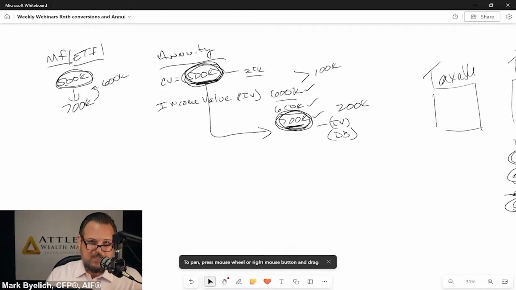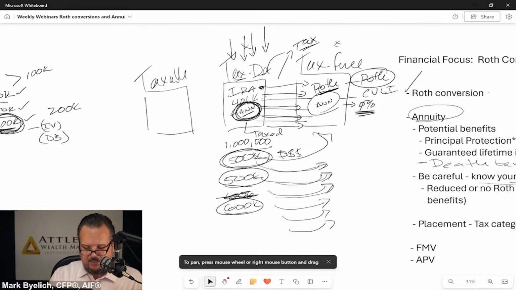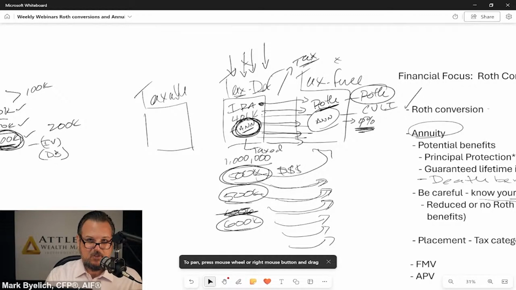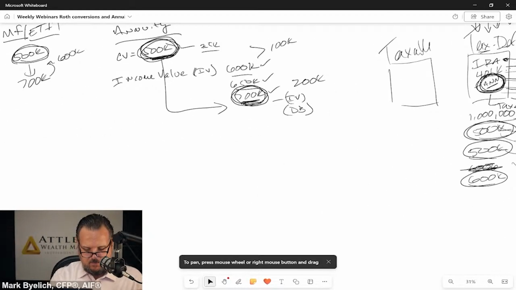So this is where you have to be careful when you're considering placing funds from your tax deferred bucket in an annuity, because one of the questions you want to ask is, can I convert these funds, right? So number one is, can I convert? Can I move this from the traditional IRA to a Roth IRA?